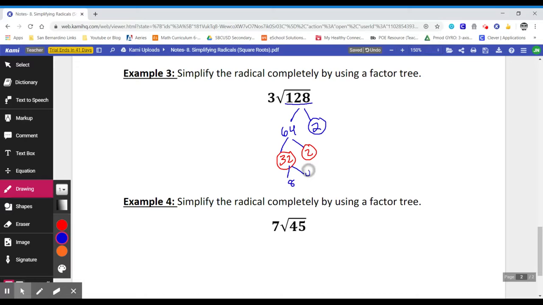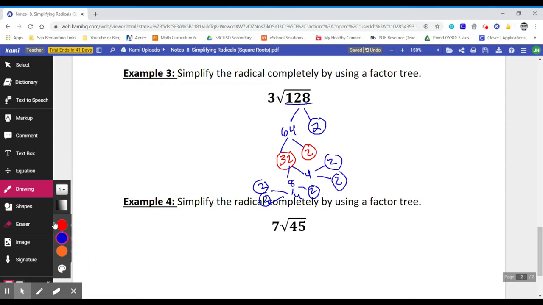8 times 4, right? And then 8 is 4 times 2. 4 is 2 times 2. I'm making this much more complicated than it has to be, just to show you guys that it works out either way. 4 is 2 times 2. And then everything is broken apart.